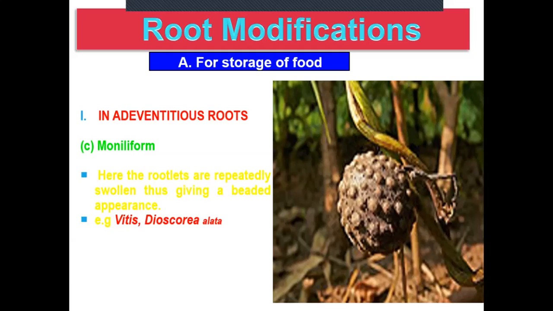In moniliform roots, the rootlets are repeatedly swollen, giving a beaded appearance. Because of this beaded appearance, it is called a beaded root or moniliform root. For example, grapes, Portulaca, Momordica, and Indian spinach. These are examples of moniliform roots.